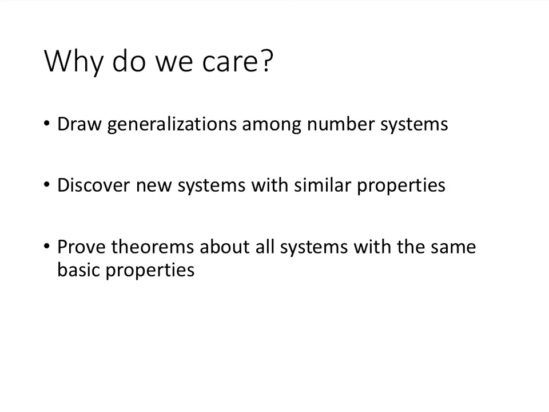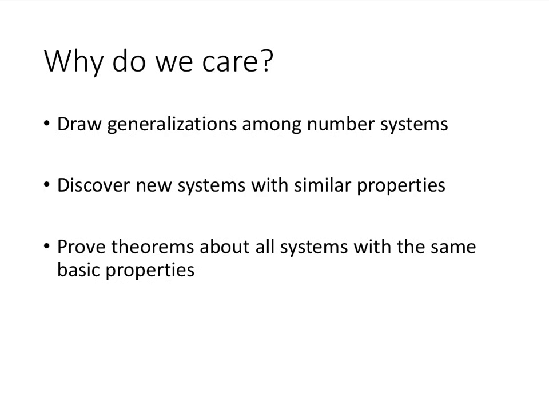Why do we care about doing this? Why do we want to categorize these algebraic structures? Well, there's a few reasons. One is that we can draw generalizations among number systems. So when we look out into the mathematical world and we see various different systems, including numbers and matrices and functions and all these other different things, using algebraic structures allows us to draw connections between those seemingly different systems. We can also, using this method, discover new systems that have similar properties to the ones that we're more familiar with. And finally, and this is probably the most important reason, is that we can prove theorems about all systems with the same basic properties.